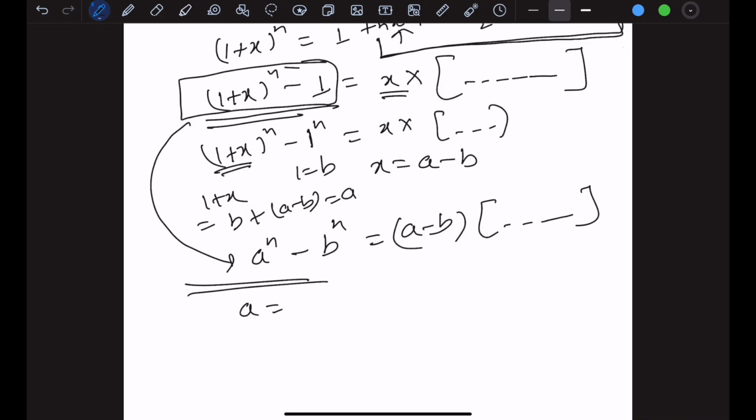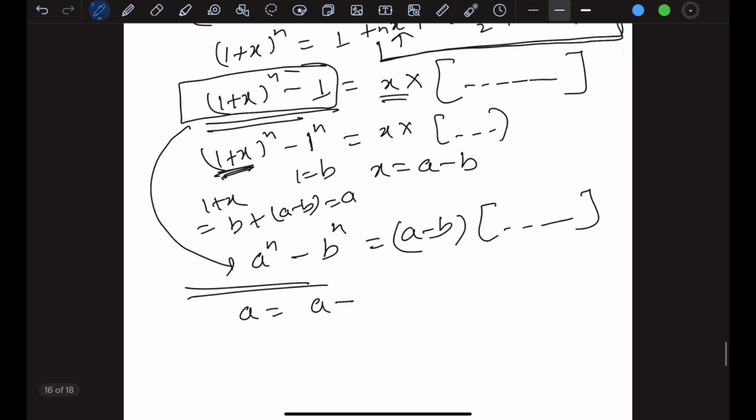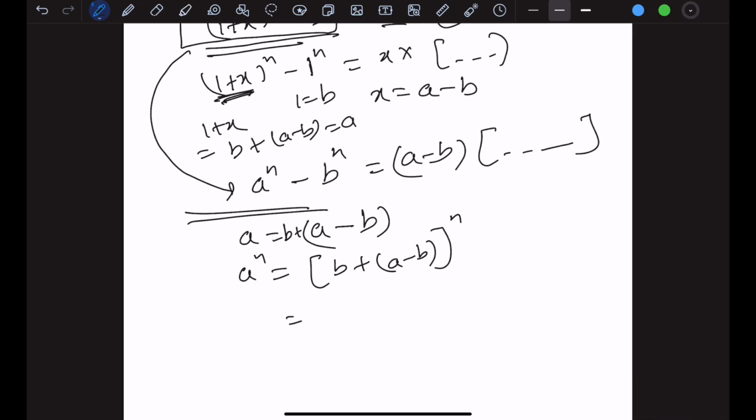So a can be written as, sorry, what was our 1 plus x? 1 plus x was a, right? So a can be written as b plus a minus b. Okay, a can be written as b plus a minus b. Now, a to the power n can be written as b plus a minus b to the power n. Now when we expand it, what are we getting?